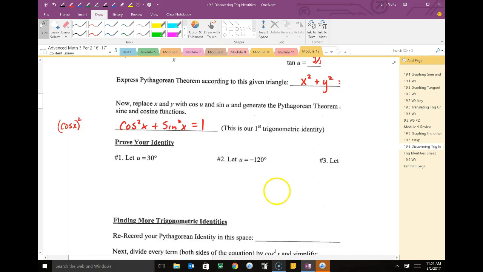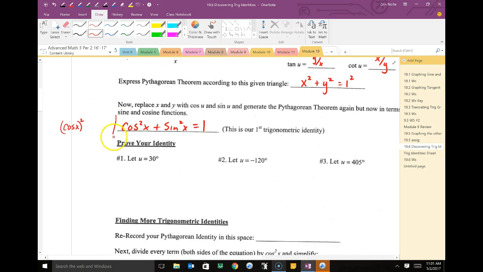So the first thing that I would do, if I were you, is put this piece into my notes. This is called a Pythagorean identity, and this is going to be the first Pythagorean identity that we're going to write down.